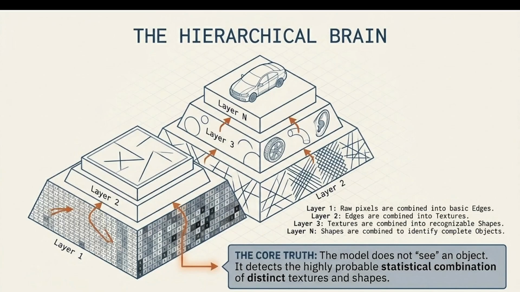For example, in the diagram which you can see in the slide, in layer one raw pixels are combined into basic edges. Layer two, edges are combined into textures. Layer three, textures are combined into recognizable shapes. And in that way we are going to have multiple layers, and in layer N, shapes are combined to identify complete objects. So the image will be deconstructed and reconstructed.